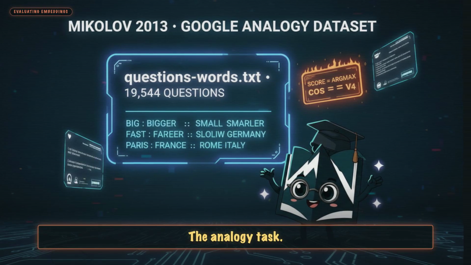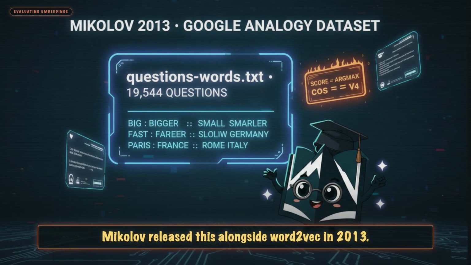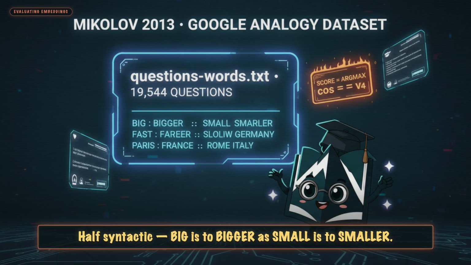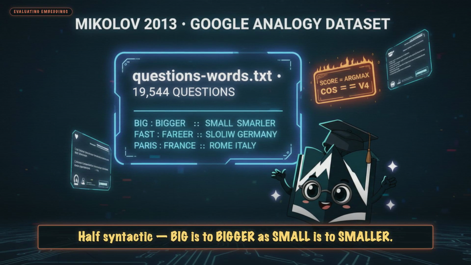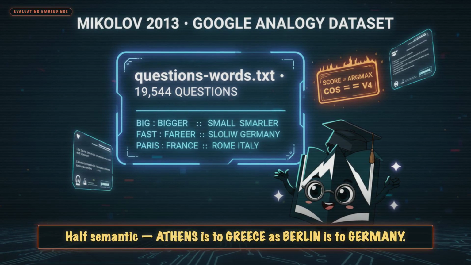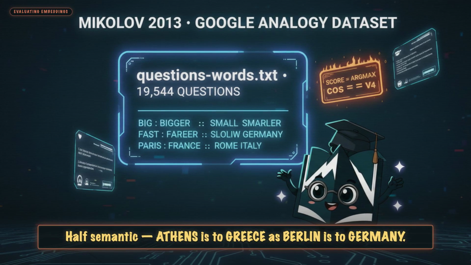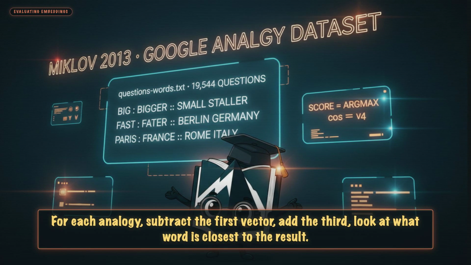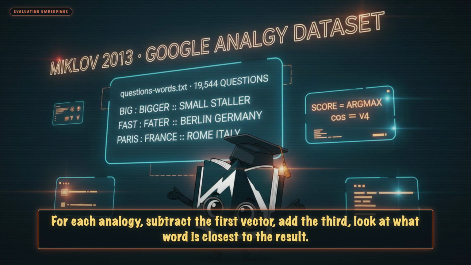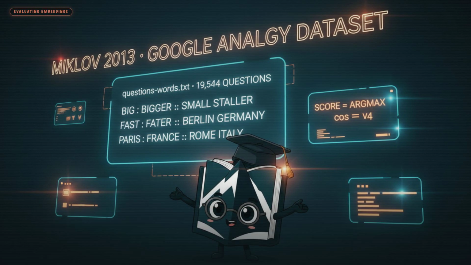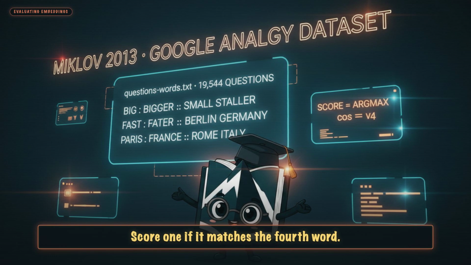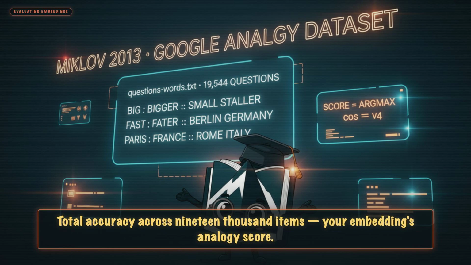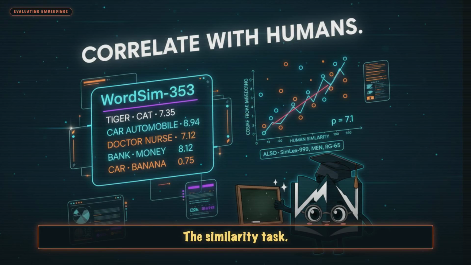The analogy task. Mikolov released this alongside Word2Vec in 2013. It's a text file, 19,000 analogies, half syntactic. Big is to bigger, as small is to smaller, half semantic. Athens is to Greece as Berlin is to Germany. For each analogy, subtract the first vector, add the third, look at what word is closest to the result. Score 1 if it matches the 4th word. Total accuracy across 19,000 items. Your embeddings' analogy score.